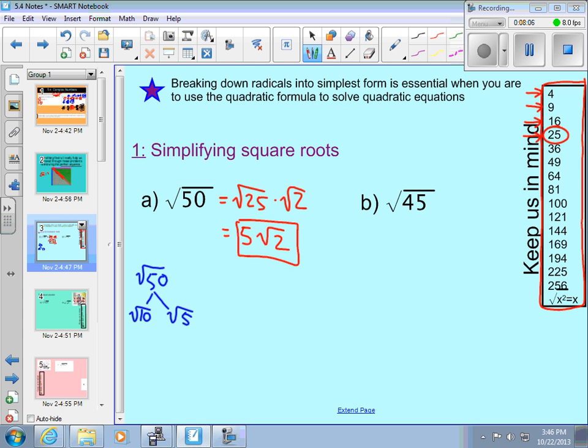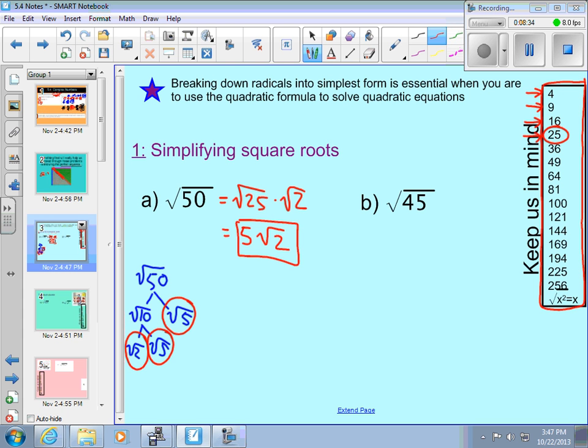Now, do any of those break down further? Square root of 5 does not. That's a number that doesn't break down any further, a prime number. But 10 does. 10 is not a prime number. 10 still breaks down into square root of 2 times square root of 5. So these numbers that remain, we can't break any of these down anymore. These are all prime numbers. Here are the numbers that are left when we've broken this down.